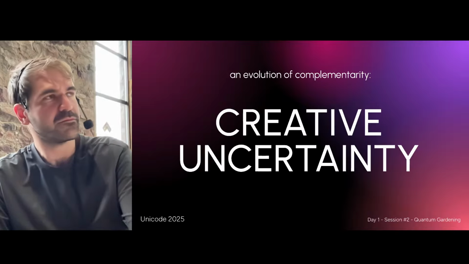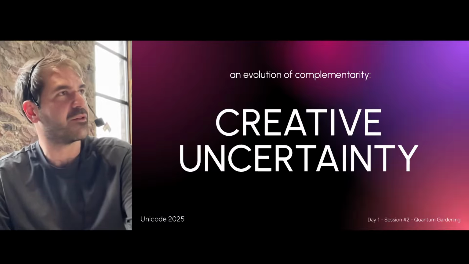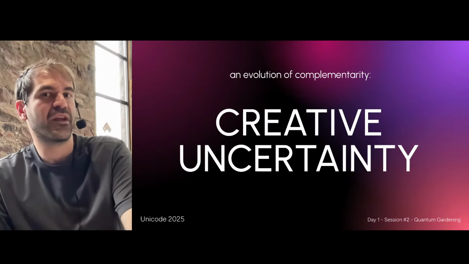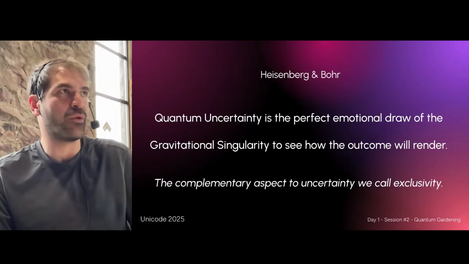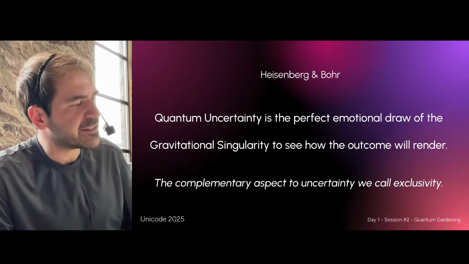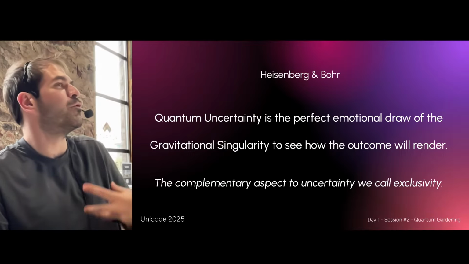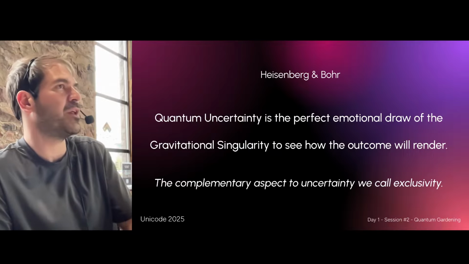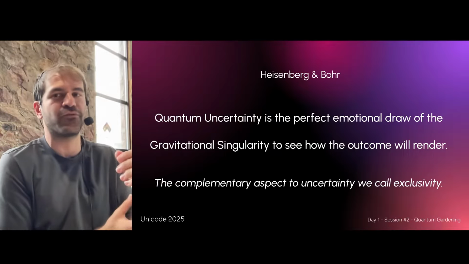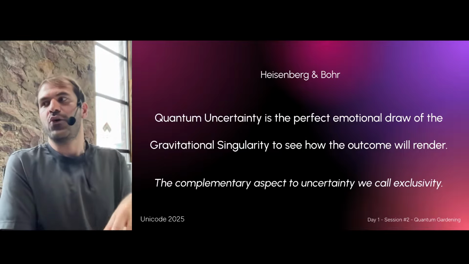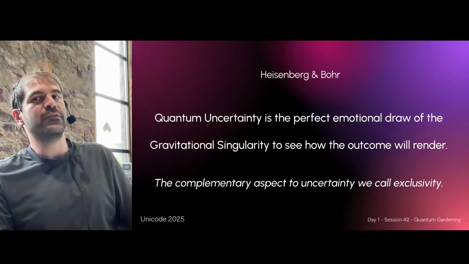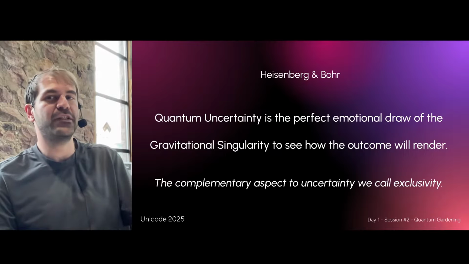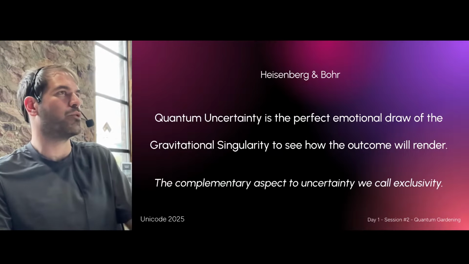Yeah, a decentralized child, with the creative spirit of a child, fascinated and interested. The creative uncertainty is a very, very beautiful thing, because everything that's emerging is out of the beauty of wanting to know what's going to happen next, wanting to know out of infinity what's going to be created next. It's very, very cool. So a good way to say this is quantum uncertainty is the perfect emotional draw of the gravitational singularity to see how the outcome will render.